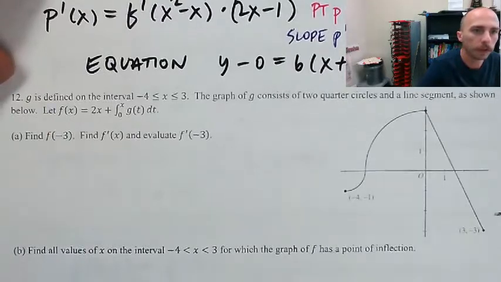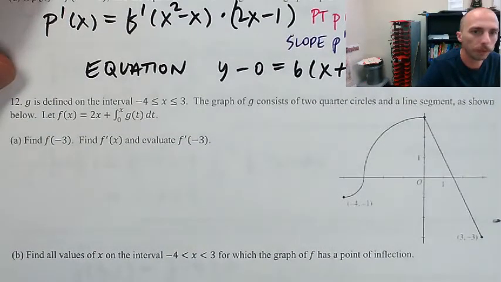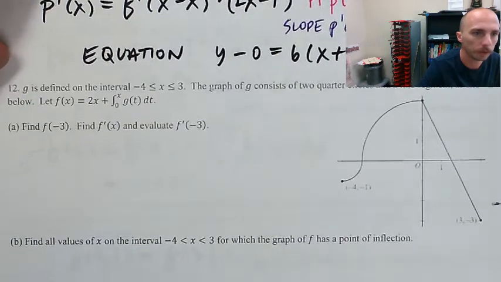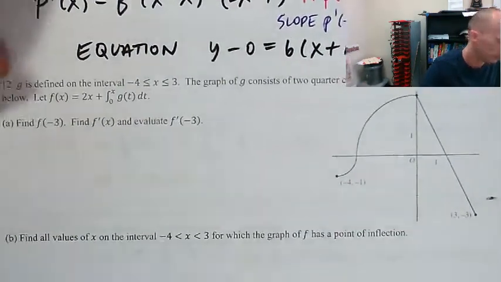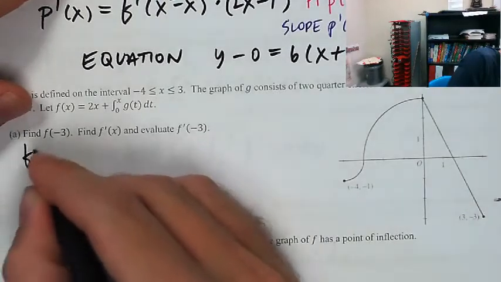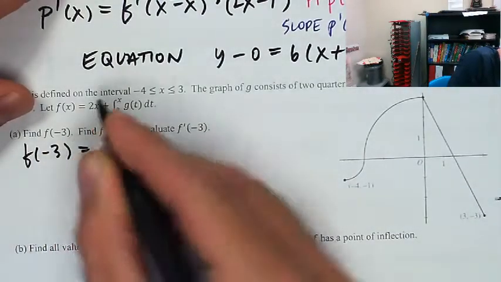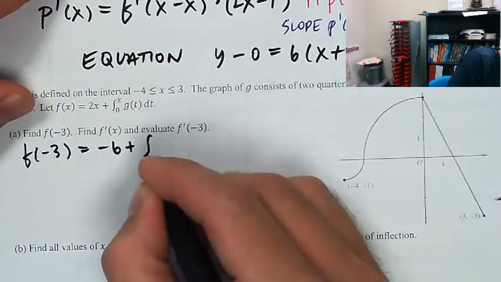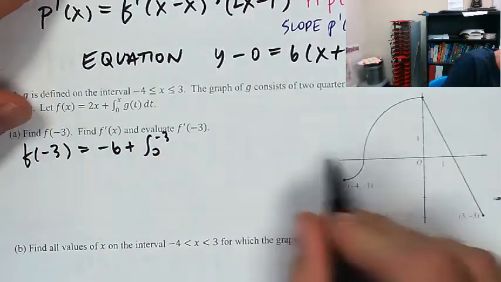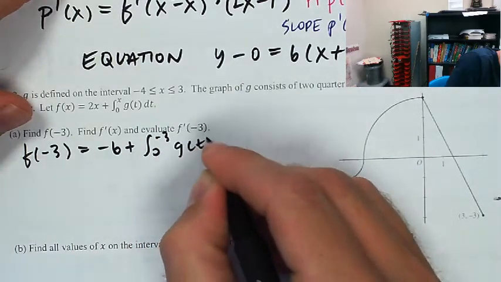So g is defined on the interval negative 4 to 3. The graph of g consists of 2 quarter circles and a line segment. Oh yeah, I know this one. I like this one. F of negative 3 equals 2 times negative 3 plus the integral from 0 to negative 3 of g of t dt.